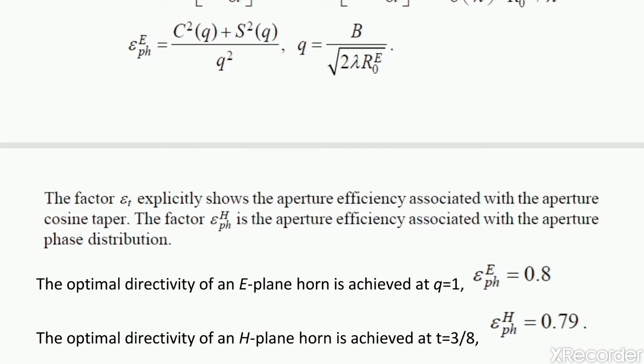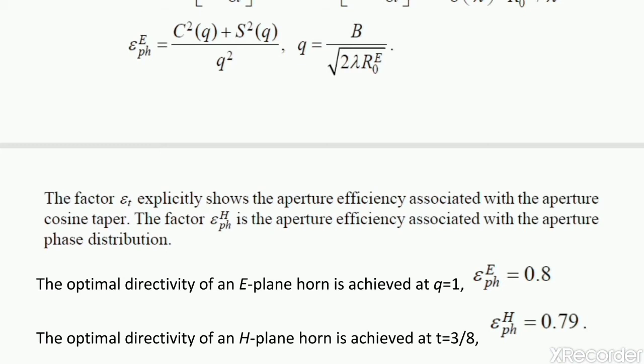We can see the factor epsilon t explicitly shows the aperture efficiency associated with the aperture cosine taper. The factor epsilon ph is the aperture efficiency associated with the aperture phase distribution. So this is the basic difference between epsilon t and epsilon ph. Epsilon t, the tapering efficiency, shows the aperture efficiency associated with the aperture cosine taper, and epsilon ph is the aperture efficiency associated with the phase distribution.